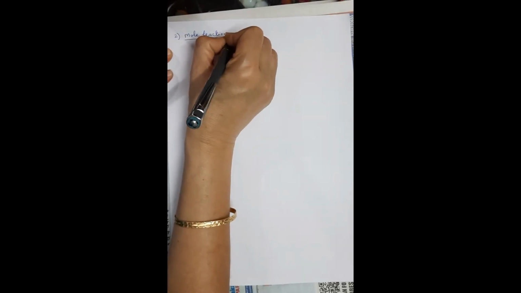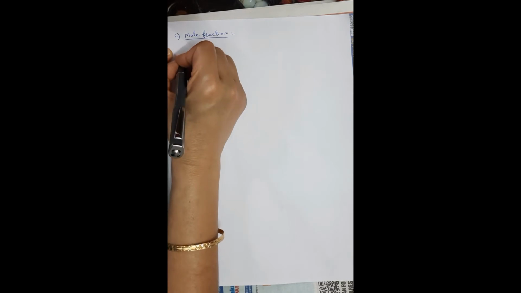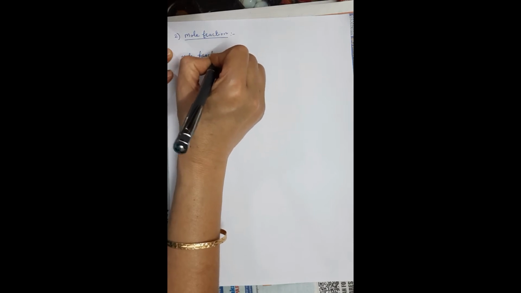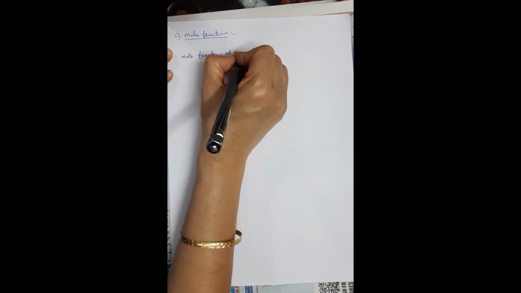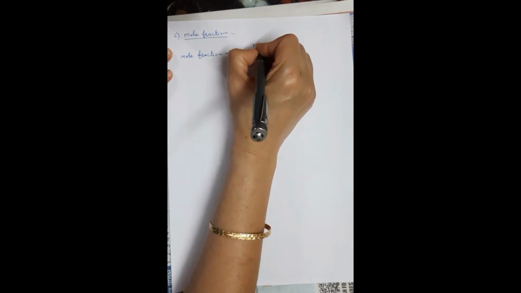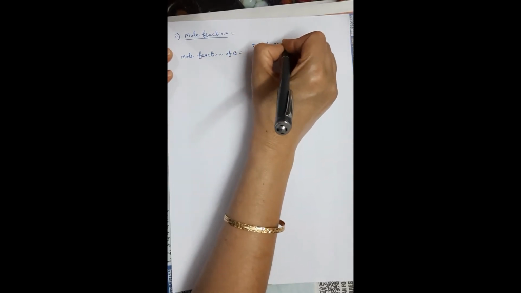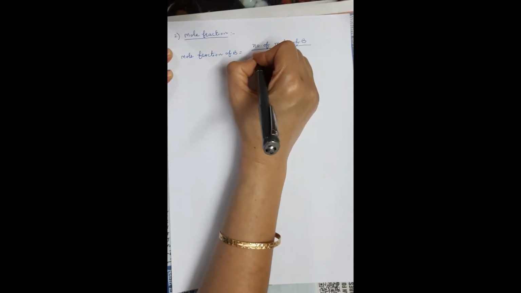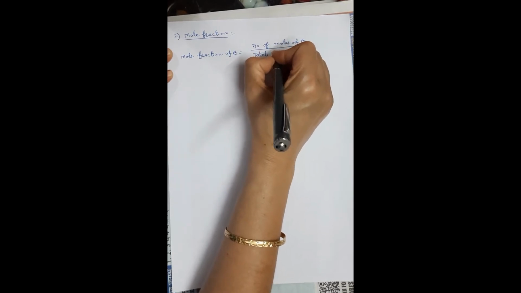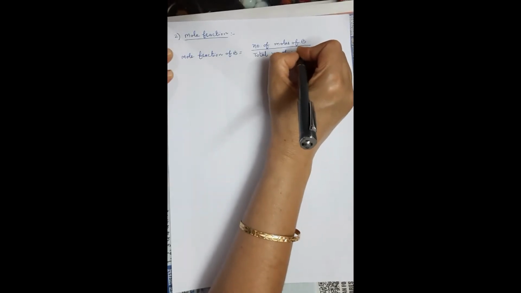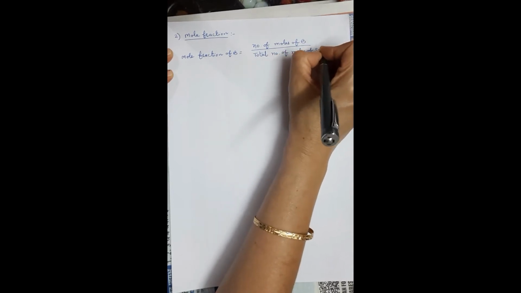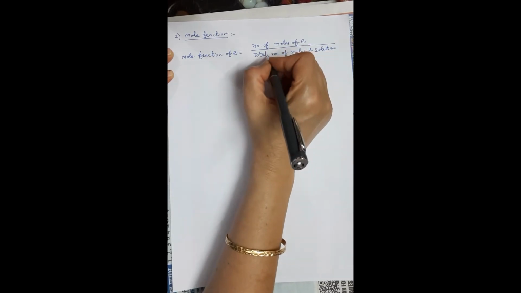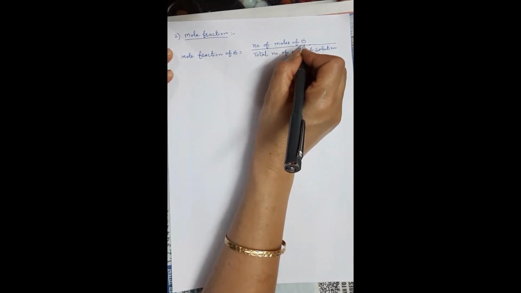Again, we have two components A and B, and if you want to find out the mole fraction of B component, how will you find out? It is the number of moles of B divided by the total number of moles of solution. Shall I multiply by 100? No, it is only the fraction. It is not the percentage.